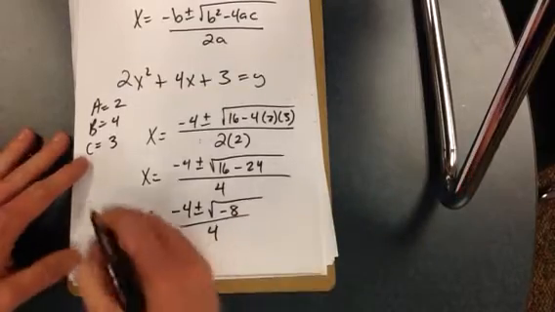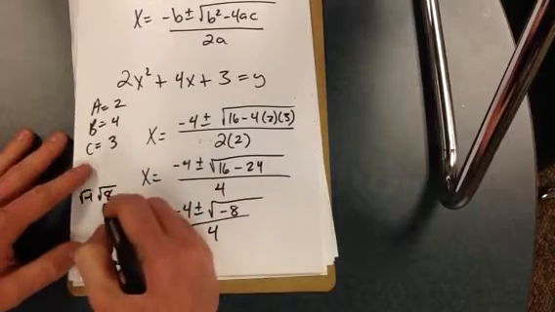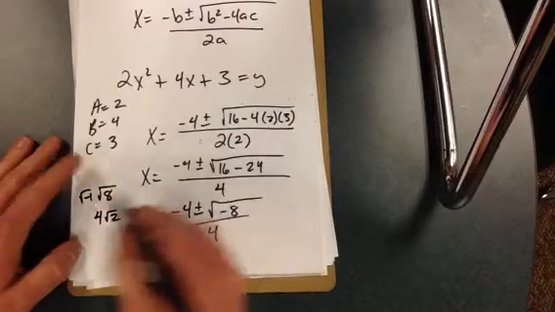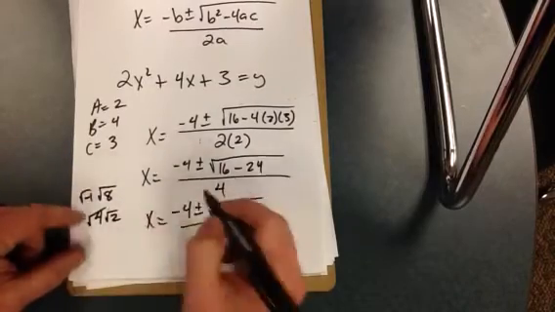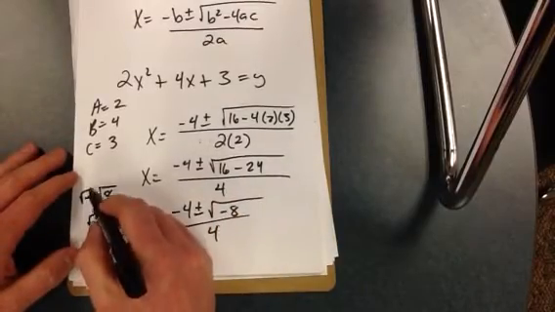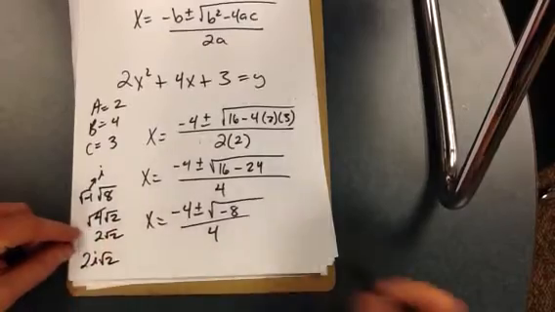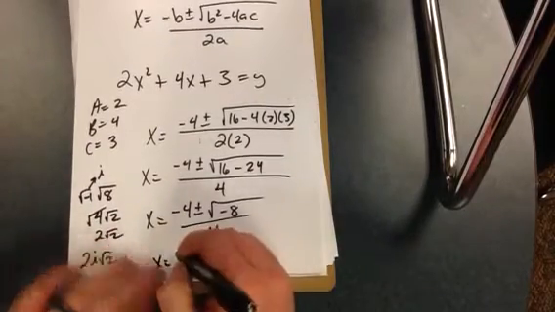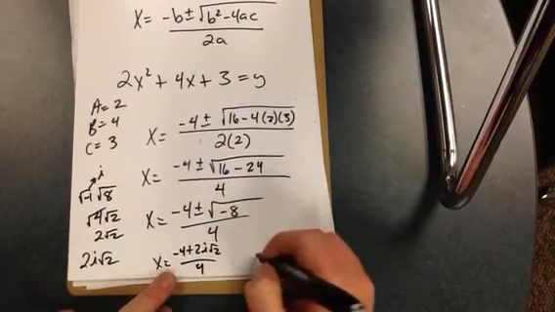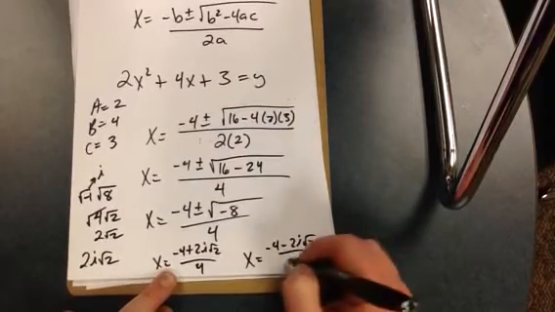Now negative 8 over here, we see that we have a negative 1 and the square root of 8. And the square root of 8, as you figure out, will be the square root of 4 times the square root of 2. So this gives me, or I'm sorry, square root of 4 times square root of 2, which is going to be 2 root 2. So the square root of negative 1 is i, so this should be 2i square root 2. So my answer here is going to be negative 4 plus 2i root 2 over 4, and negative 4 minus 2i square root 2 over 4.